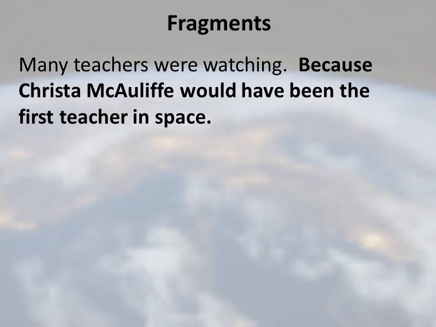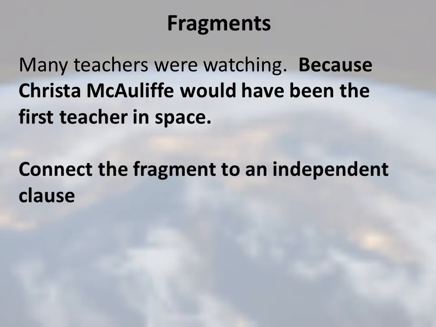It makes sense right after it, but grammatically, it is not good. So readers might be able to understand this, but teachers really don't like it. And actually, it is better writing to fix it. So the fragment here is because Krista McCullough would have been the first teacher in space. You do not want to have that by itself. And this is the most common kind of fragment, using the word because after a period and then not having an independent clause come after it.